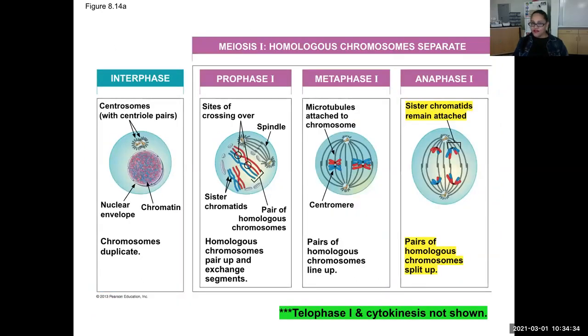So they each have the same phase names. You have interphase and then prophase 1, metaphase 1, anaphase 1. During anaphase 1, there's some stuff that's highlighted that's important. Sister chromatids remain attached, and just the pairs of homologous chromosomes split up. Telophase 1 and cytokinesis is not shown in here because it's the same.